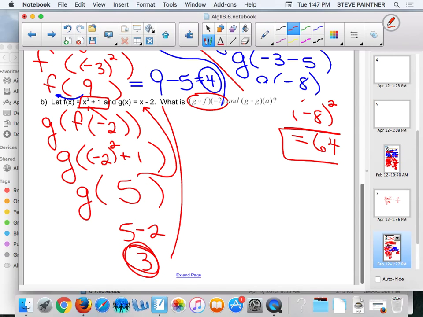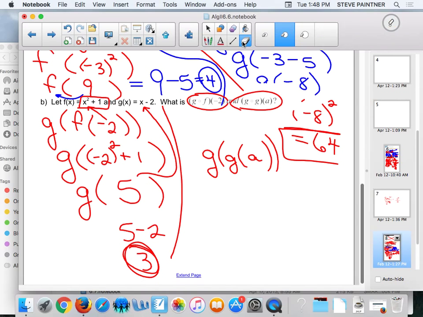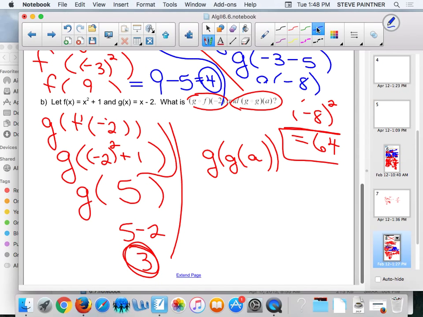What does this one say? Right here. G of G. G of A. They're not telling you to put a number in, they're telling you to put a variable in. So this time when you put a variable in, put the A in for G right here. Okay, guys, tell me what it's going to read now.